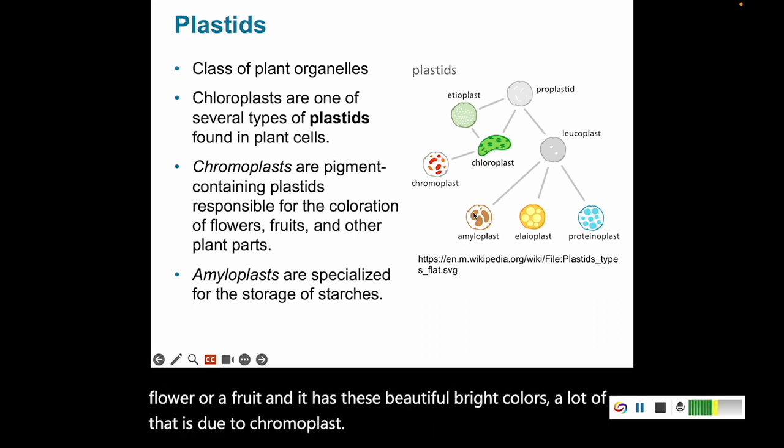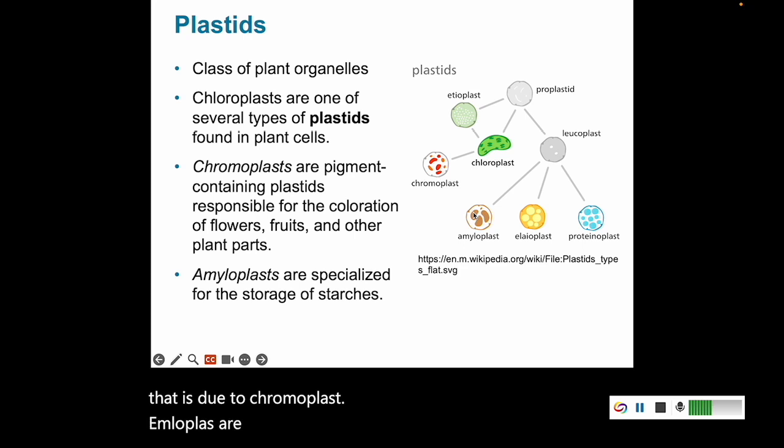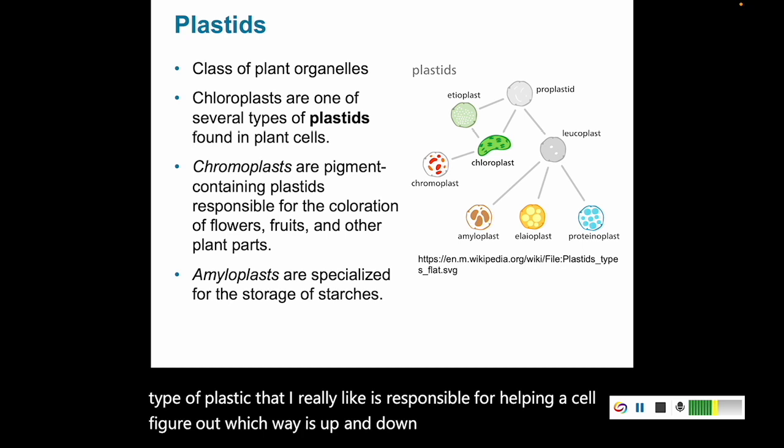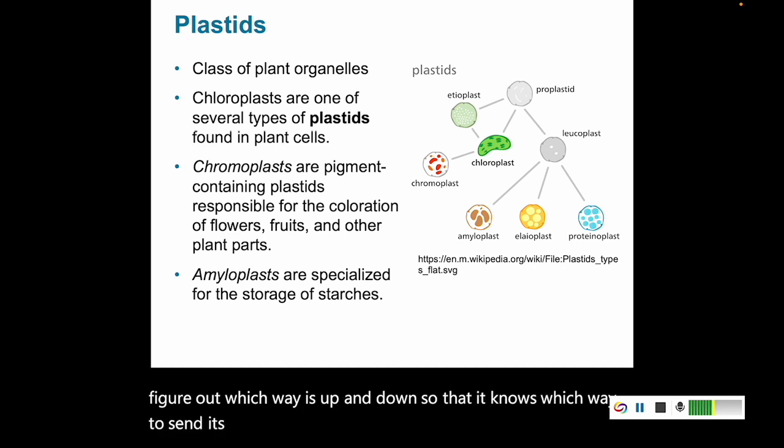Amyloplasts are plastids that are specialized to store starches. Another type of plastid that I really like is responsible for helping a cell figure out which way is up and down, so that it knows which way to send its roots and which way to send its stem growing when that seed is germinating into a plant.